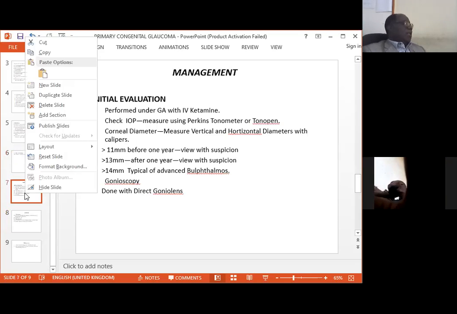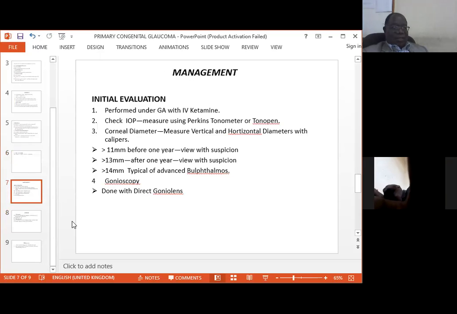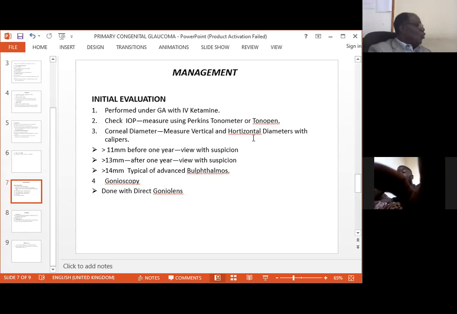Management. Obviously, any management requires first an initial assessment of what you are going to manage. You have to be very sure. Initial evaluation is performed under GA with IV ketamine. This is a newborn baby. You check the intraocular pressure, measured using a Perkins tonometer or a Tono-Pen. Get a corneal diameter, measure vertical and horizontal diameters. It will show you that it is enlarged from the normal.